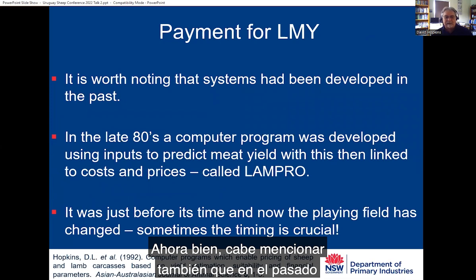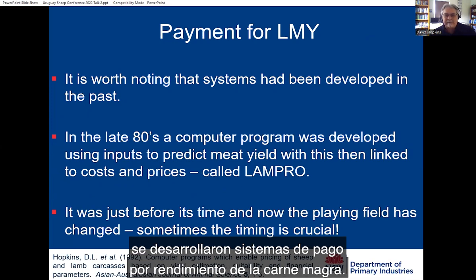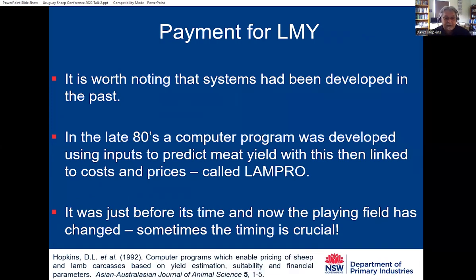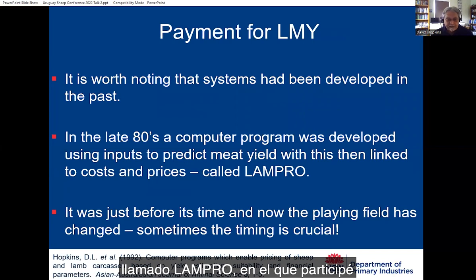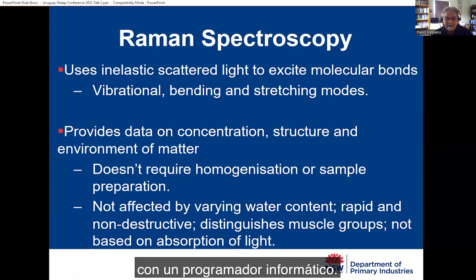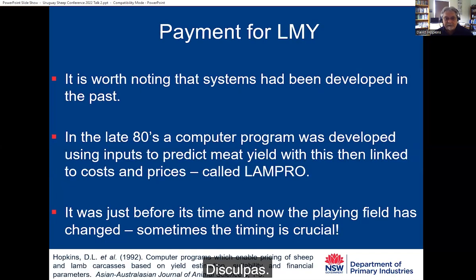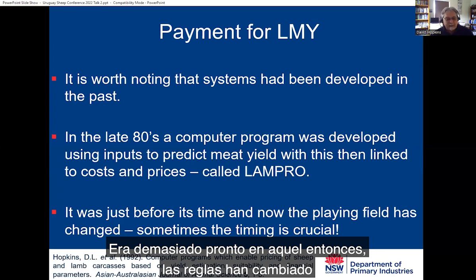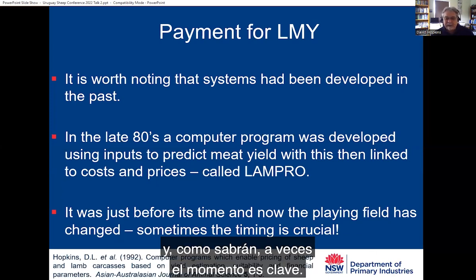Now, it's worth mentioning also that payment systems for lean meat yield have been developed in the past. In the 80s, a computer program was developed called Lampro, and I was involved in that with the computer programmer. And that was the idea of actually coming up with a costing system based on yield. It was before its time. The playing field has now changed, and the old adage is sometimes timing is crucial.